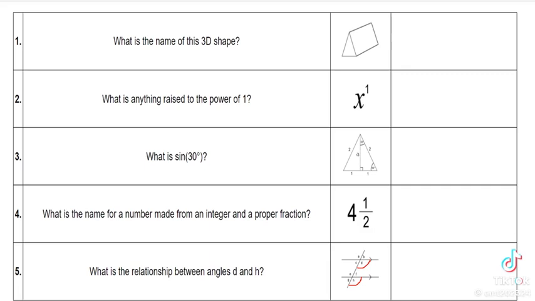So this is question number 1. What is the name of this 3D shape? So this is what I call a triangular based prism, or pyramid, sorry. So triangular based pyramid. Pyramid or prism is allowed.